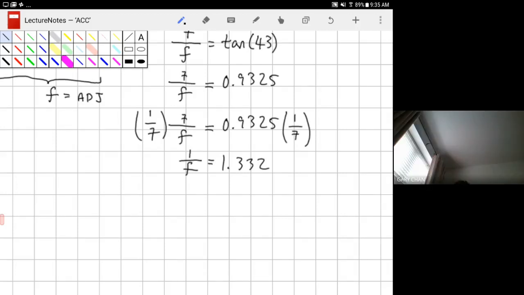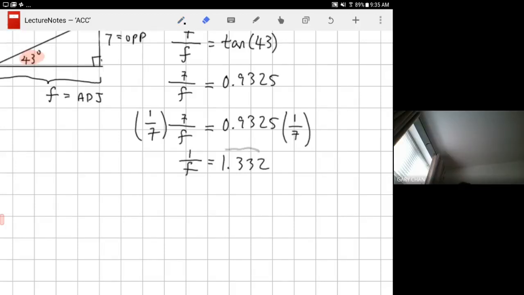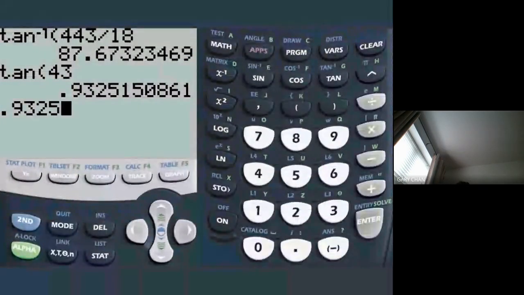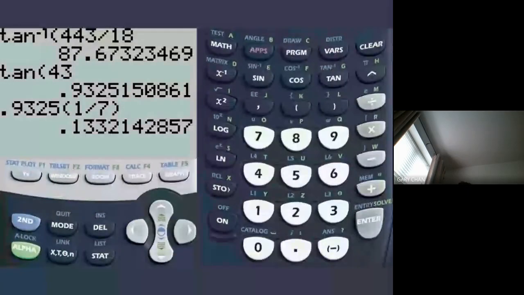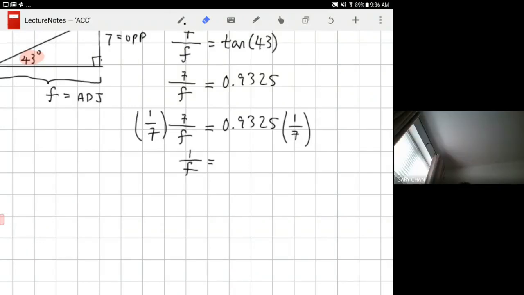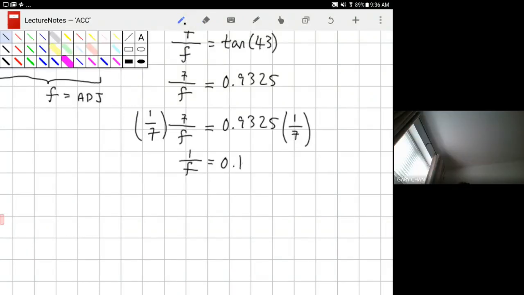So I think you may have gotten this number here. 0.9325, if I multiply that by 1/7, I should end up with 0.1332. Was that what you said before? Yeah. Okay, then I may have misheard. So it's 0.1332. Okay, and then what do we do from here to figure out what f is?